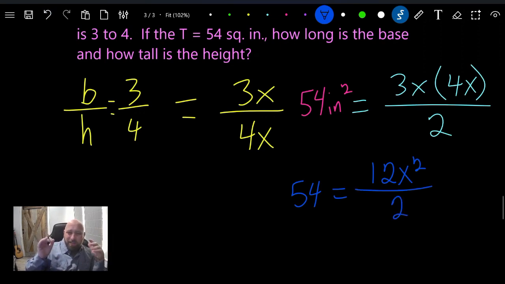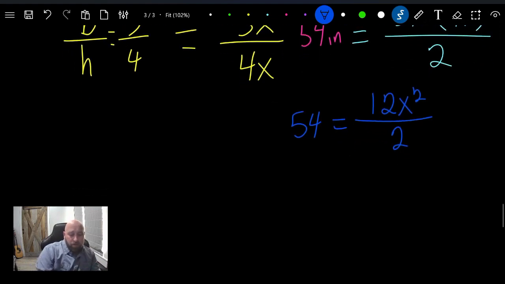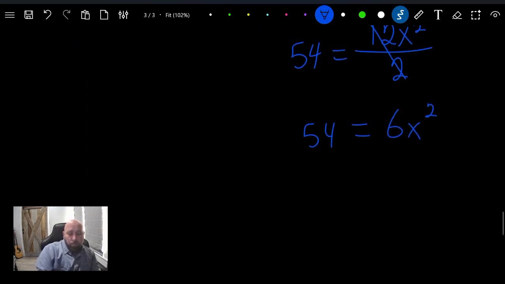Because that's one of those things that if you've been out of algebra for a while, you might make that mistake. Just because you've been doing geometry for almost a whole year. So 3x times 4x is not 12x, it's 12x squared. So make sure that you do multiply those x's together. And now what we want to do is we can actually just cancel that, and we would get 54 equals 6x squared. We would divide both of these by 6, okay? And we would get 9 equals x squared.